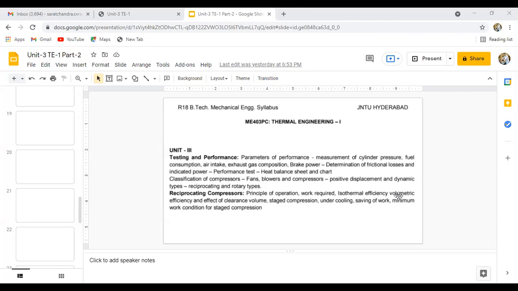So today I will take 2 classes. Actually sir will not take class today due to some work. So in today's class, our aim is we will study volumetric efficiency and clearance volume. Okay, so this is the aim for today's class.